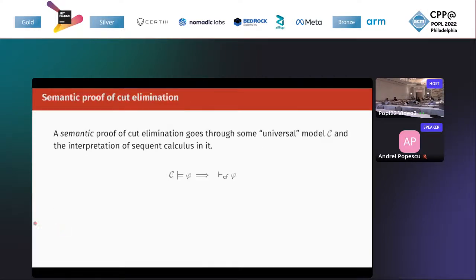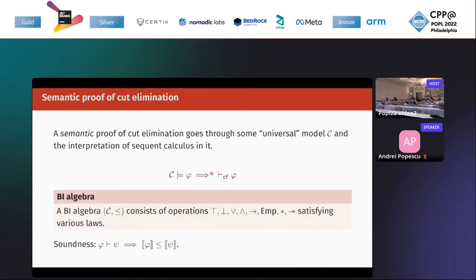Instead of formalizing a syntactic proof, I would like to argue for what I believe to be a more tractable proof of cut elimination, a semantic proof. By a semantic proof, I mean a proof that goes through some model C, which has a particularly nice property. The property that we want is that if a formula phi holds in the model C, then phi is provable without using the cut rule.